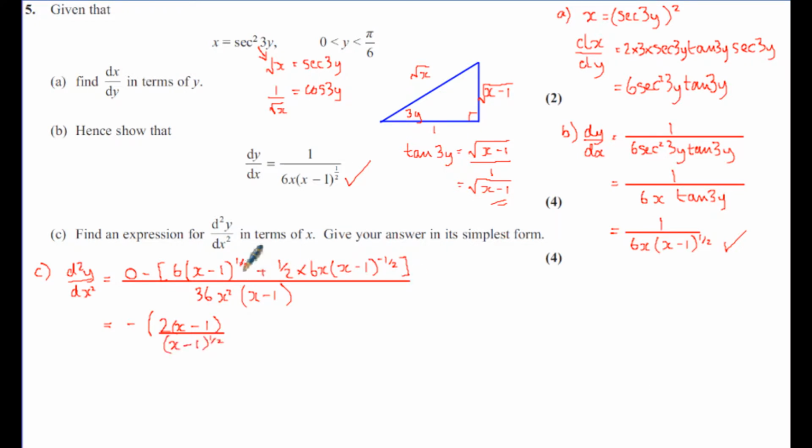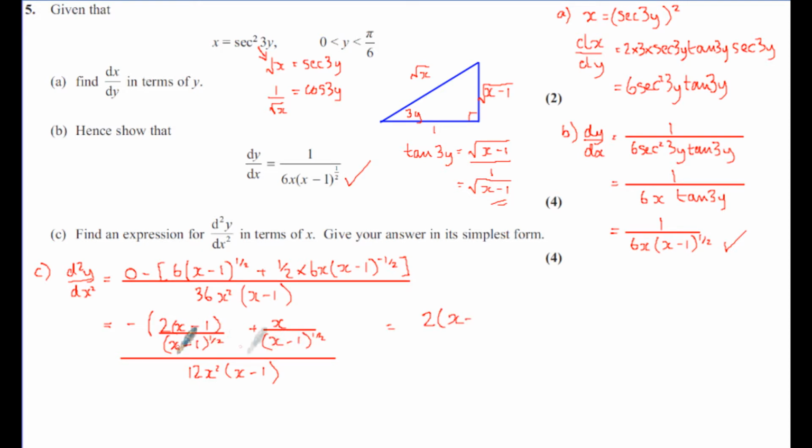Then I'm going to do this trick, look. If I multiply this by x minus 1 to the power of a half, divided by x minus 1 to the power of a half, the top bit of that fraction becomes to the power of 1. And I don't need to multiply this second one of my fraction, because it's already over, because of that minus sign, it's already over the root of x minus 1. And then I'm going to divide all of that by the original denominator.